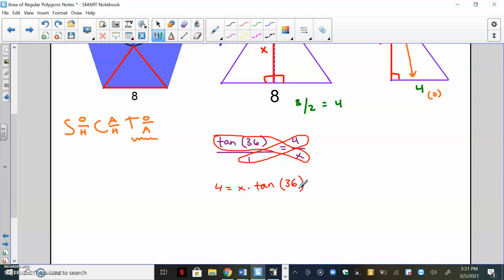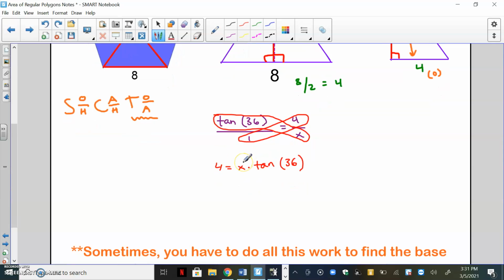Alright, so now we need to solve for X. The problem is that there's a tan 36 being multiplied by X, and in order to move it over, we have to do the opposite of multiplication. So we have to divide both sides by tangent of 36. That way, we can cancel it out of the right side and move it to the left side. So this is what you have to type in your calculator.